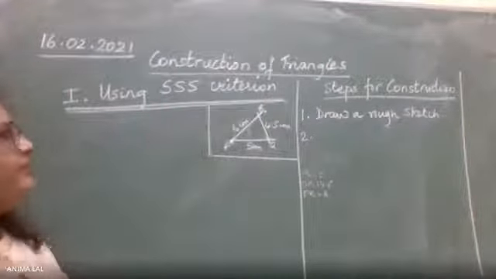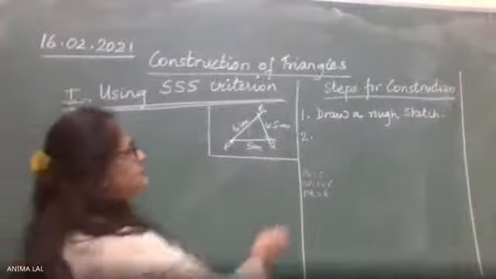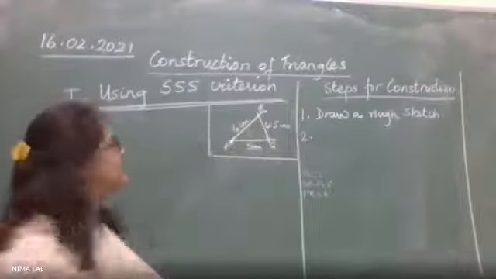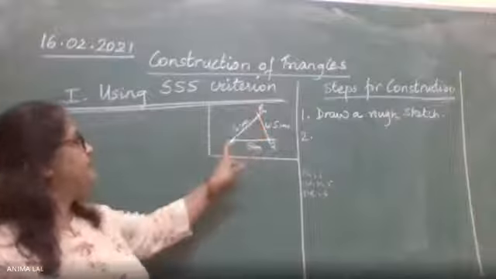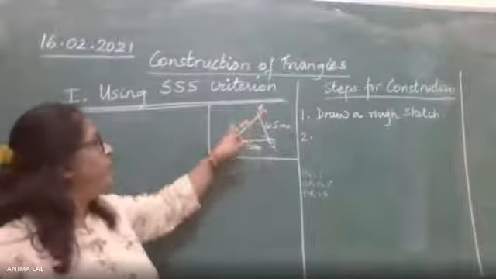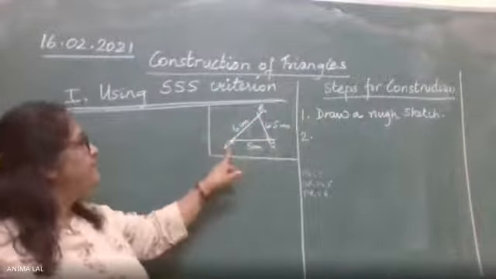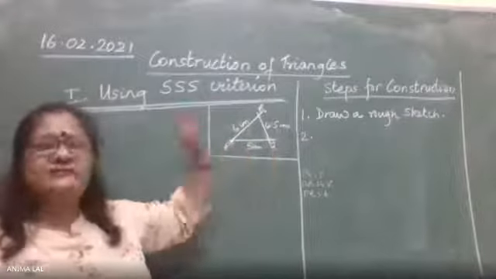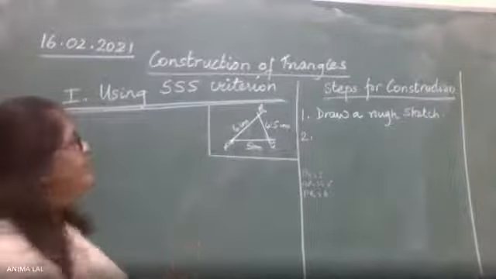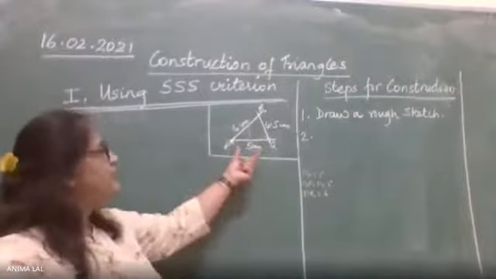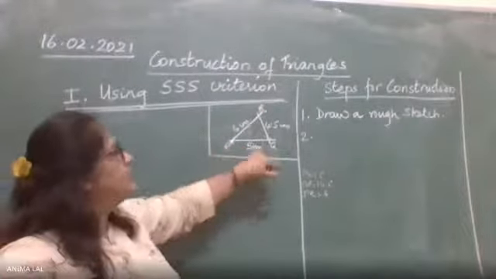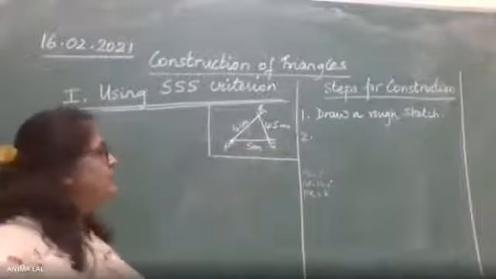The first thing we do is we draw, among the three sides that are given, PQ is a side, QR is a side, and PR is a side. Among the three sides, PQ I have taken as the base side. Any of these sides could have been the base. But when I drew my rough sketch, I have taken PQ as the base. So we are going to construct PQ.